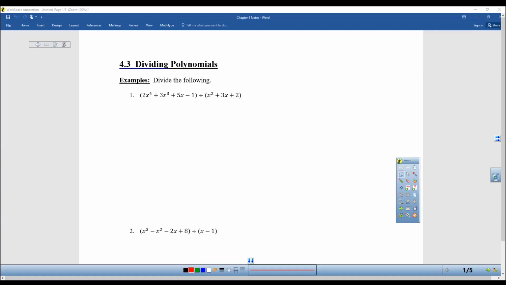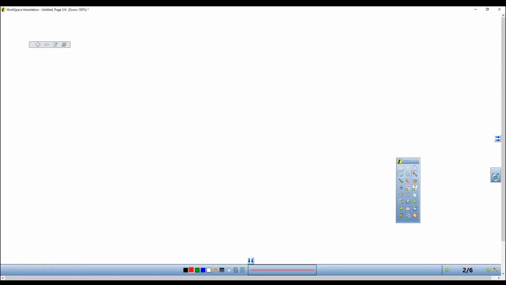Everyone, and welcome to Algebra 2. Today we're going to be doing section 4.3 on dividing polynomials. Before we do that, just want to go over long division in general. I know it's probably been a long time since you've done it, so let's talk about what long division means.